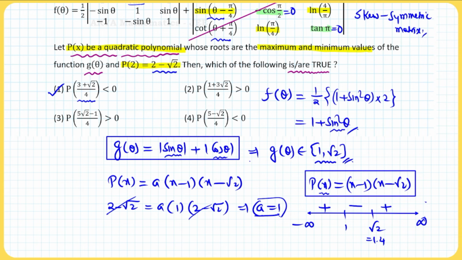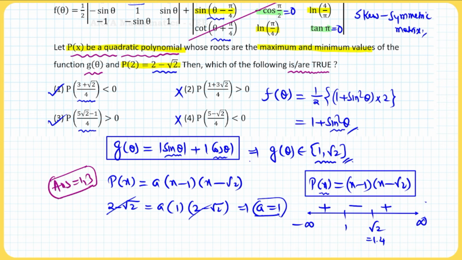Then the second option, (3 plus 3 root 2) by 4. Similarly, you can do the calculation, and you will find that this option is incorrect. This one is also incorrect. And this third option, (5 root 2 minus 1) by 4. Again, root 2 is 1.4, into 5 gives 7, minus 1 gives 6 by 4, so that is close to 1.5. And at 1.5, we get a positive sign. So therefore, the correct answer for this problem is options 1 and 3.